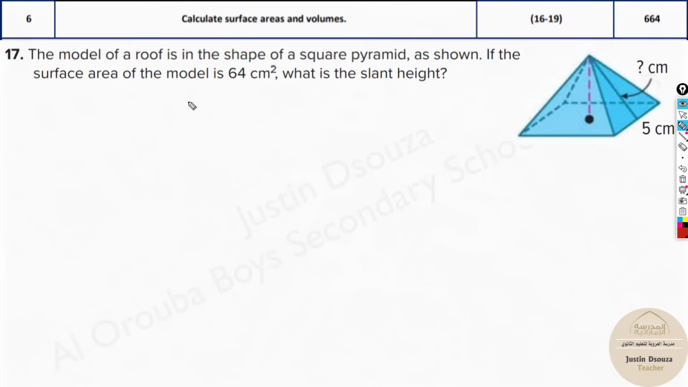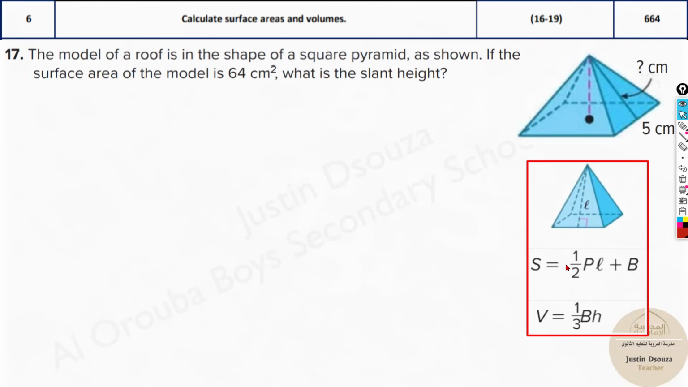We will look into a problem. The model of a roof is the shape of a square pyramid as shown. If the surface area of the model is 64 centimeters square, what is the slant height? Now look over here, they're not asking for surface area or volume, they're asking for the slant height. If you recall the formula, surface area formula is half PL plus B. Volume is 1/3 base into height. Here we cannot use the volume because they have given the surface area and we need L, right? We just use the first formula.